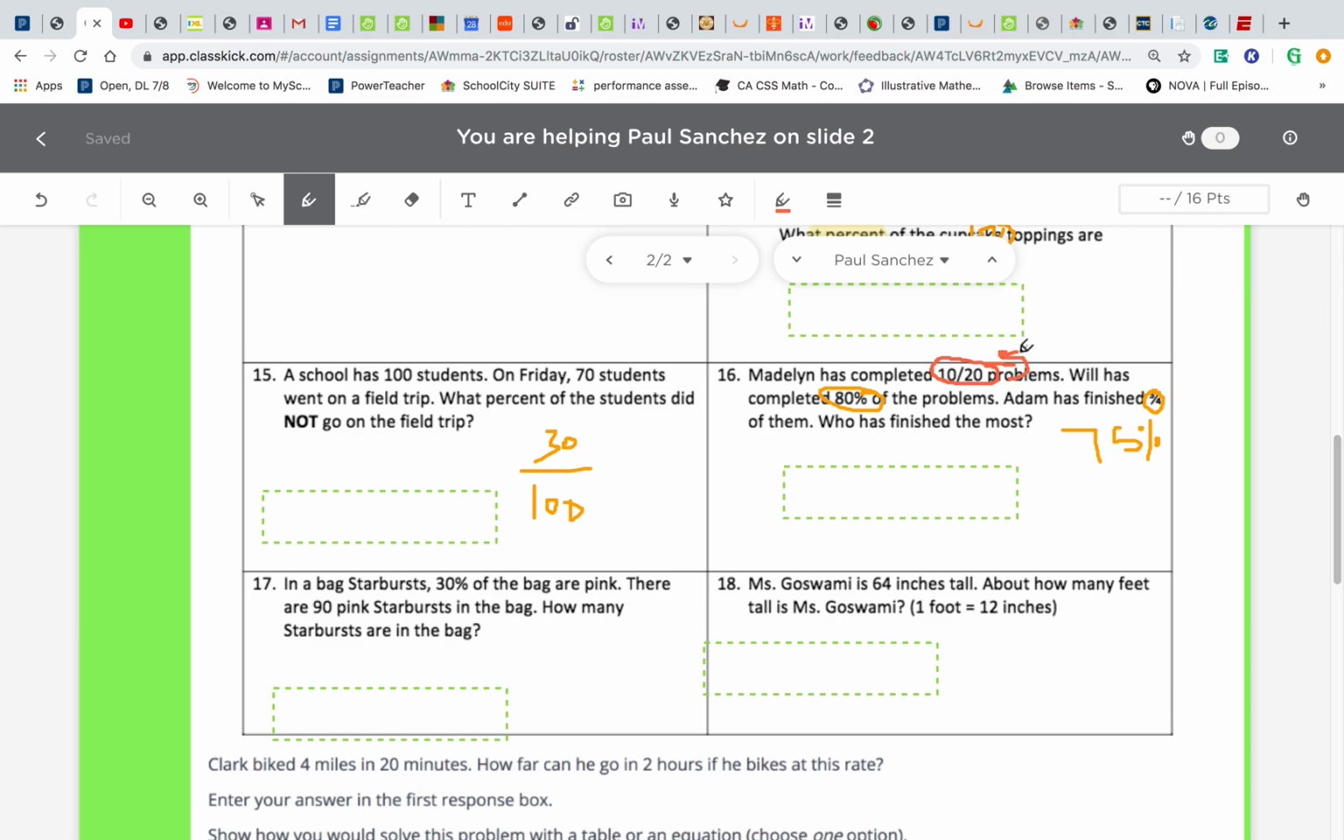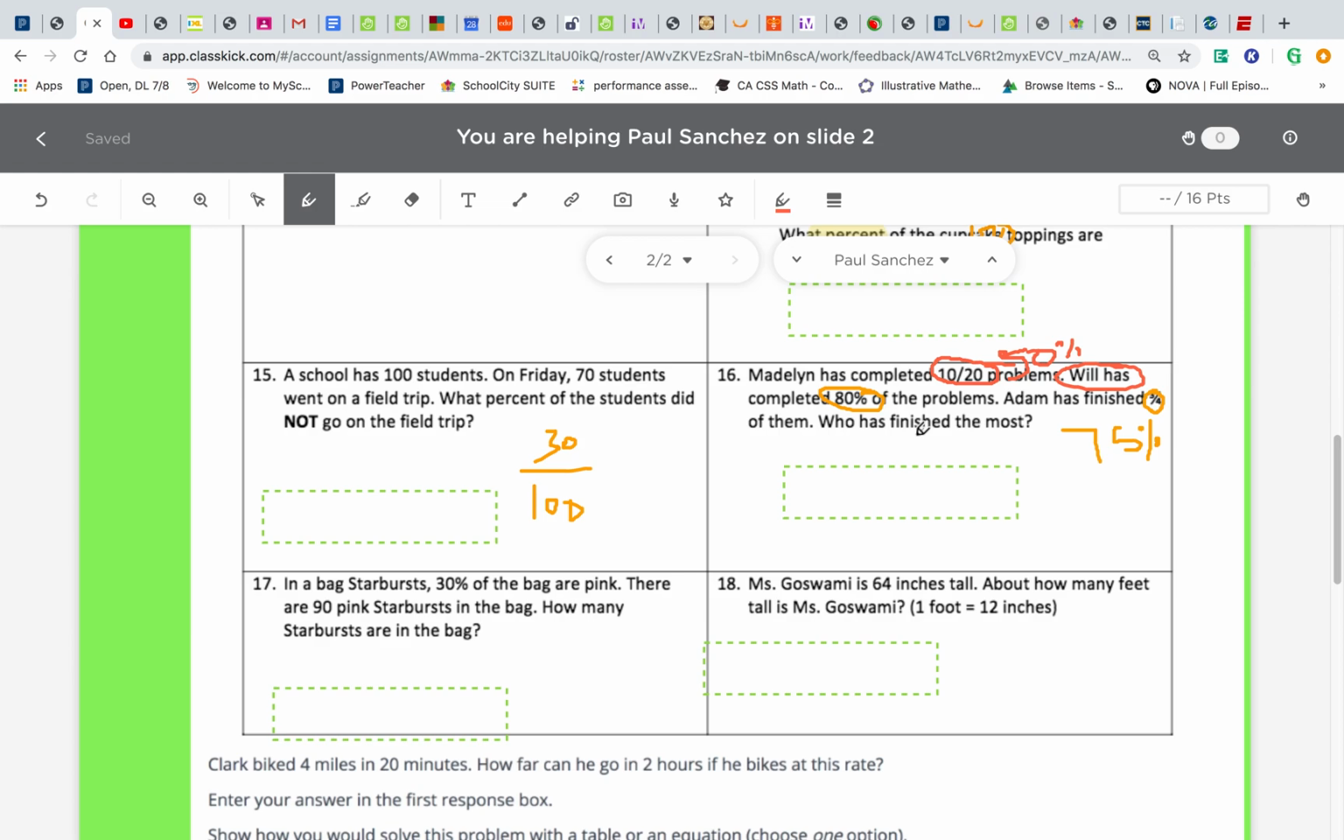So now this makes it really easy to see who's done more homework. So who has finished the most? Well, Madeline has finished 50%, Will 80%, and Adam 75%. So it would have to be Will. He's finished the most, 80%.